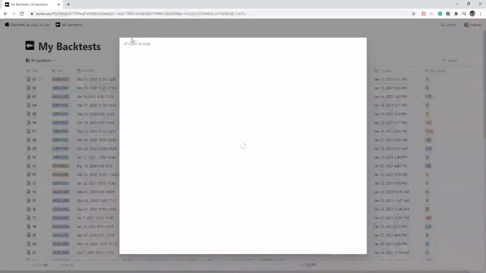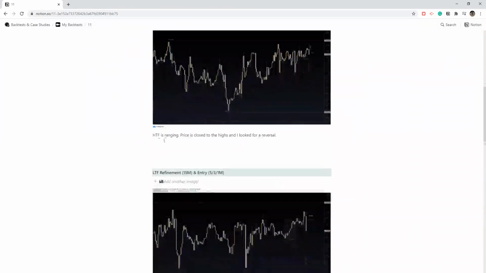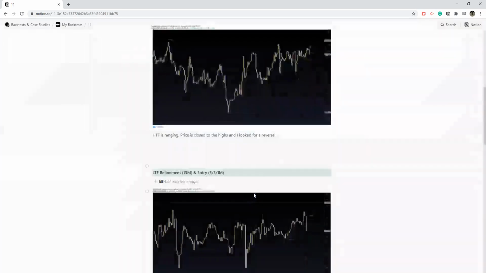This is trade 11. Higher time frame is ranging. Price is close to the highest, and I look for a reversal. Wow, this is really so... If this is your 4H high. Yeah, really hard market, really hard structure. So let me see how you framed it on the lower time frame.